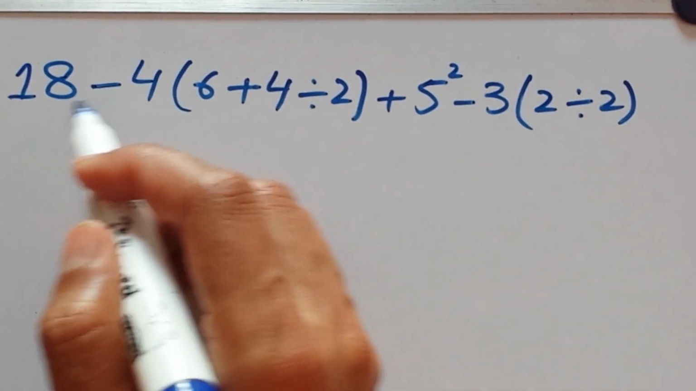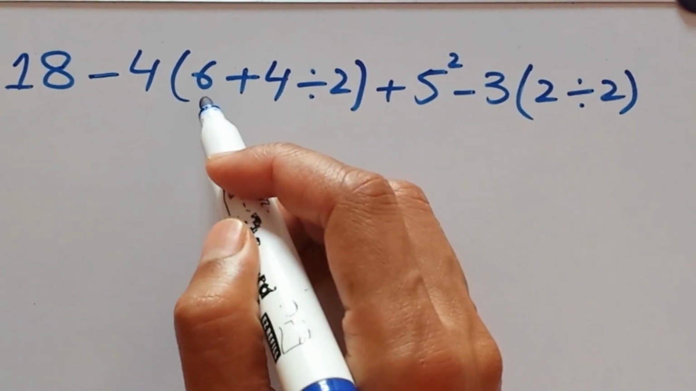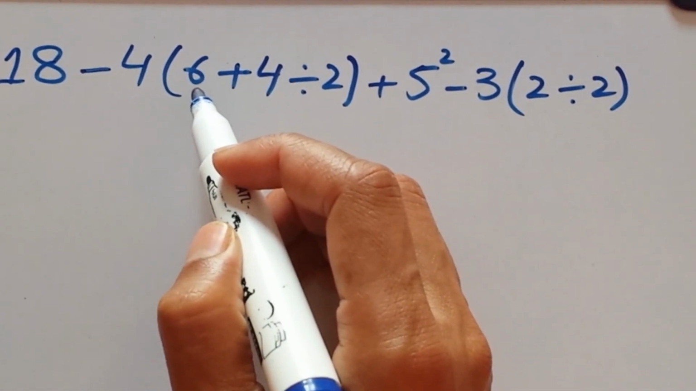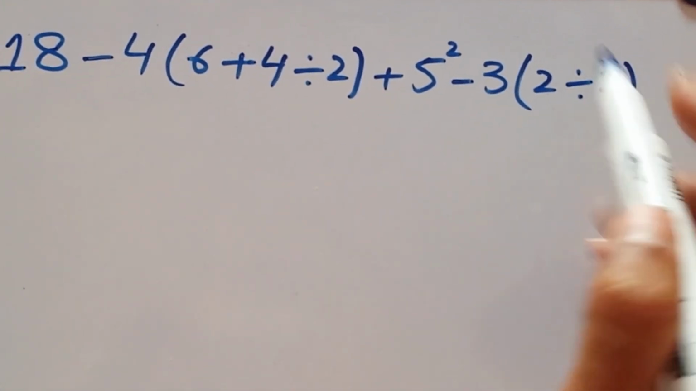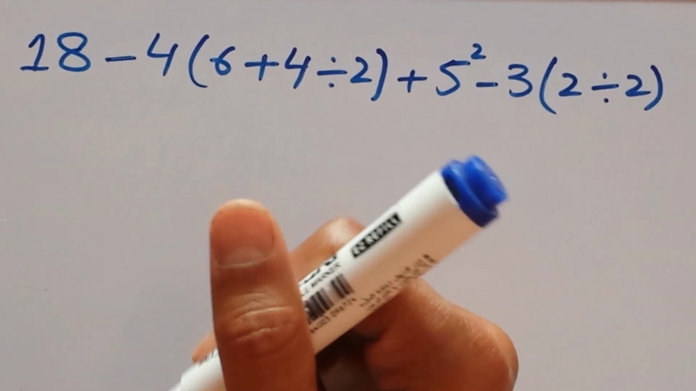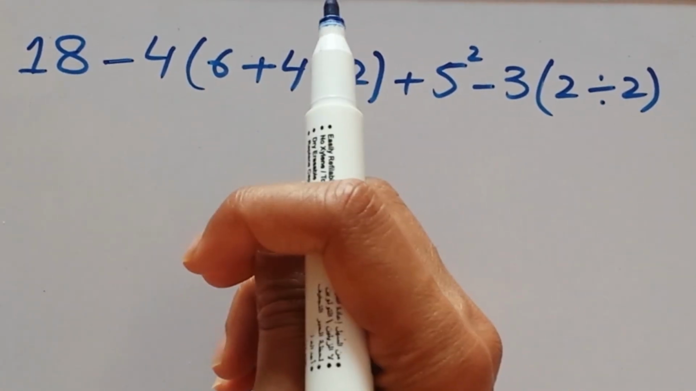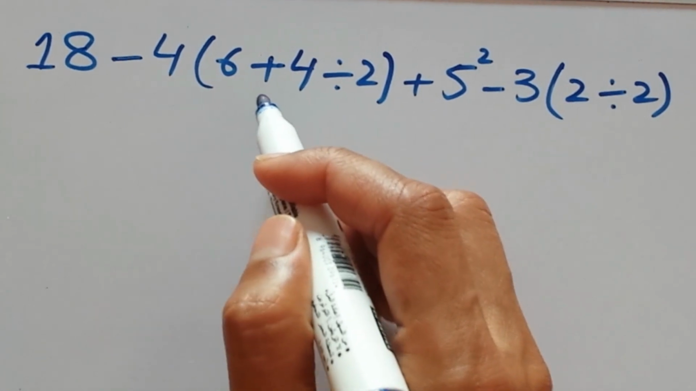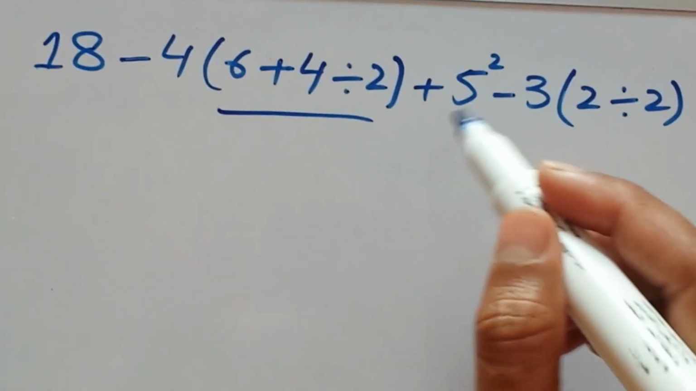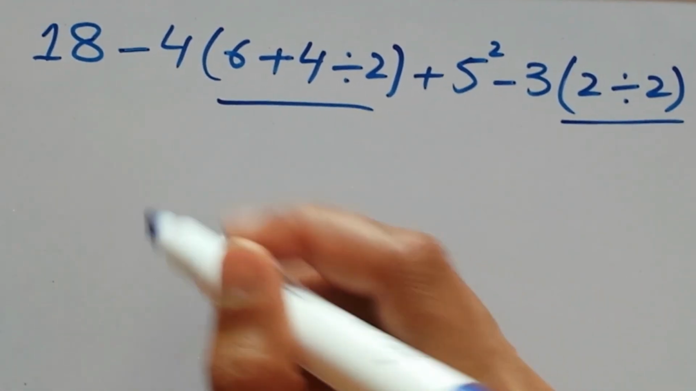We have 18 minus 4 times the parenthesis 6 plus 4 divided by 2, plus 5 squared, minus 3 times 2 divided by 2. This is a very interesting question. Okay, solve inside parenthesis, division first. So first bracket, right, then second bracket.